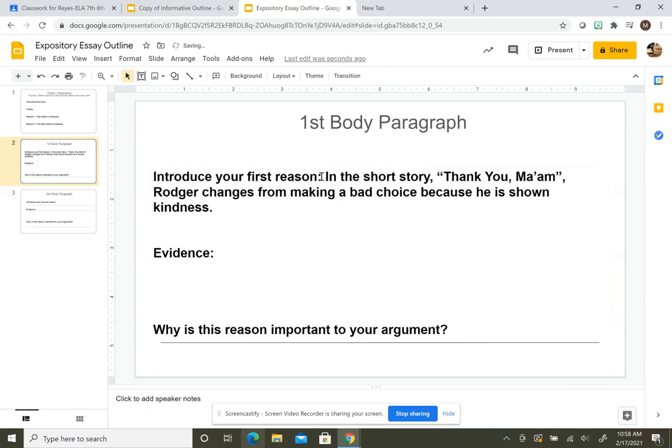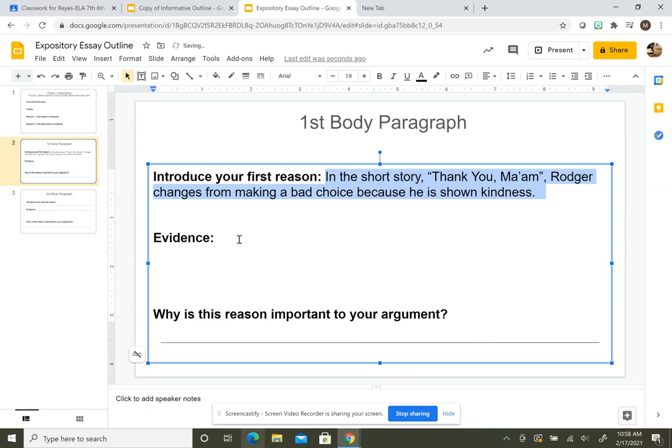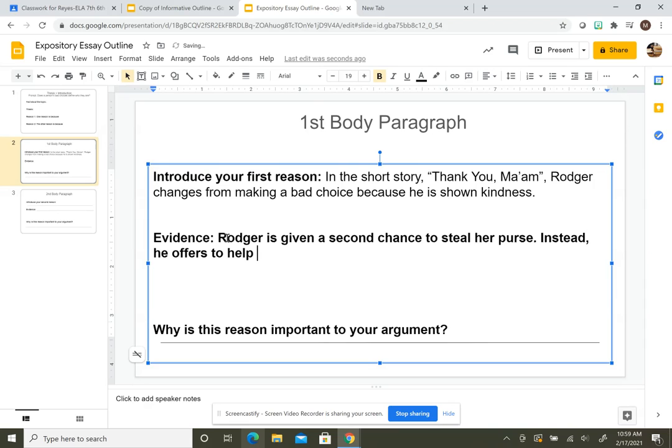So now that I have introduced that, I now want to show my evidence. My evidence for this is he is left alone in the room with her purse and has a second opportunity to steal it, but he does not. Roger is given a second chance to steal her purse. Instead, he offers to help her cook dinner.